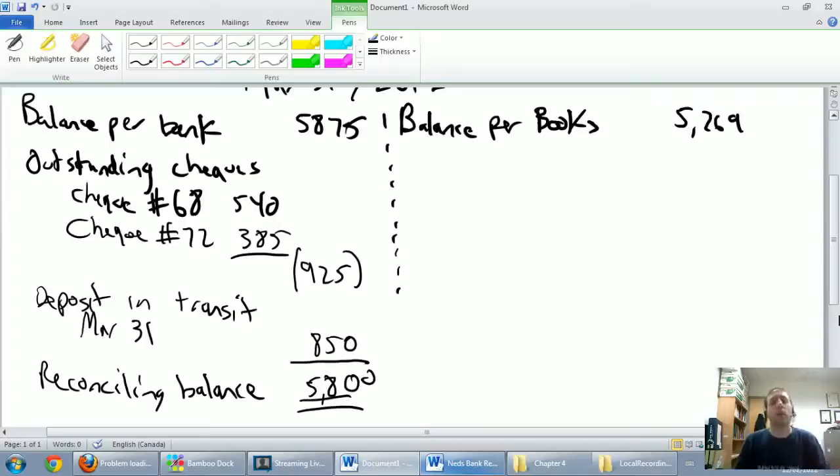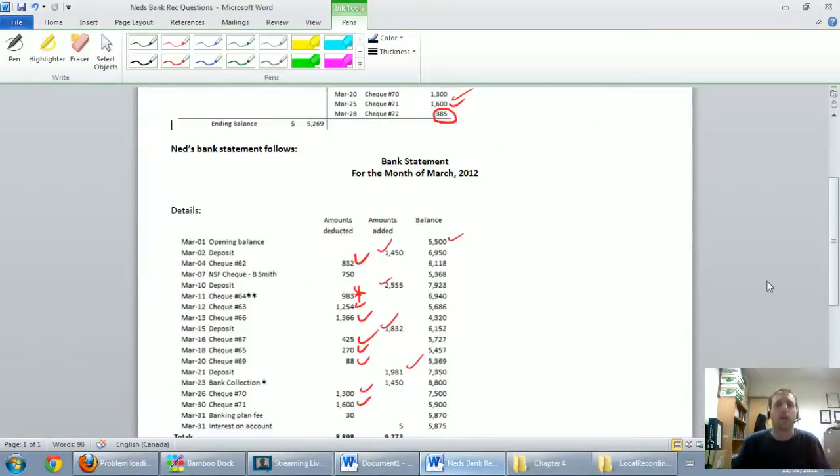Now we've got to go the other way. We've got to say, what's on the bank statement that we've missed in our cash T account? What's on the bank statement that I haven't recorded yet on my books? So the right-hand side of this page is all about, here's what we think cash is, $52.69, and here's why we're wrong. So let's go back to the problem.